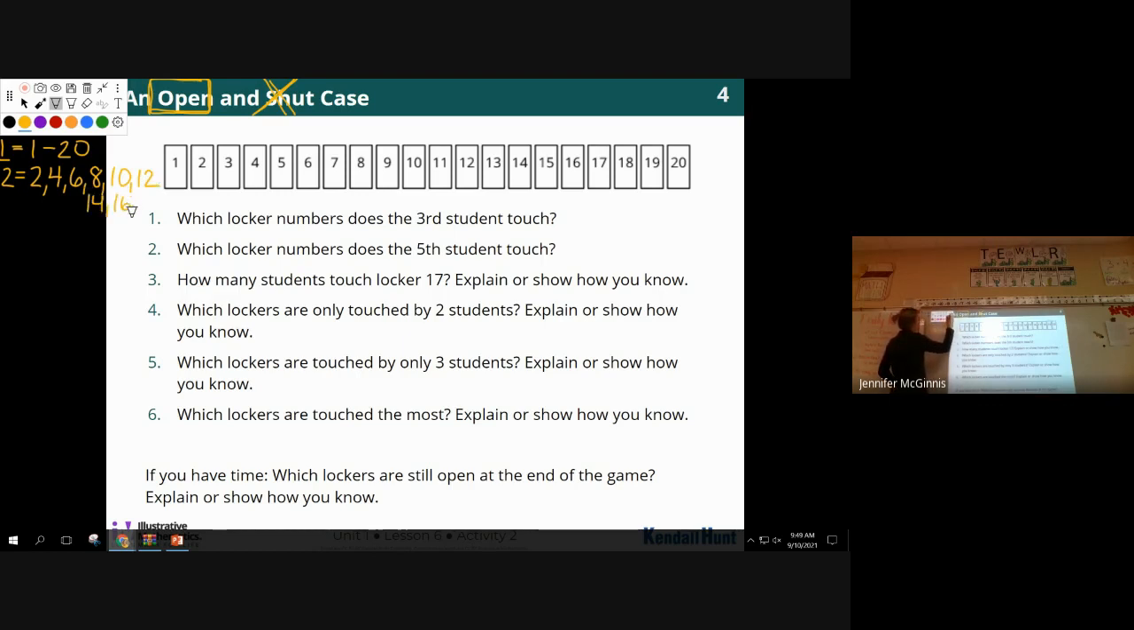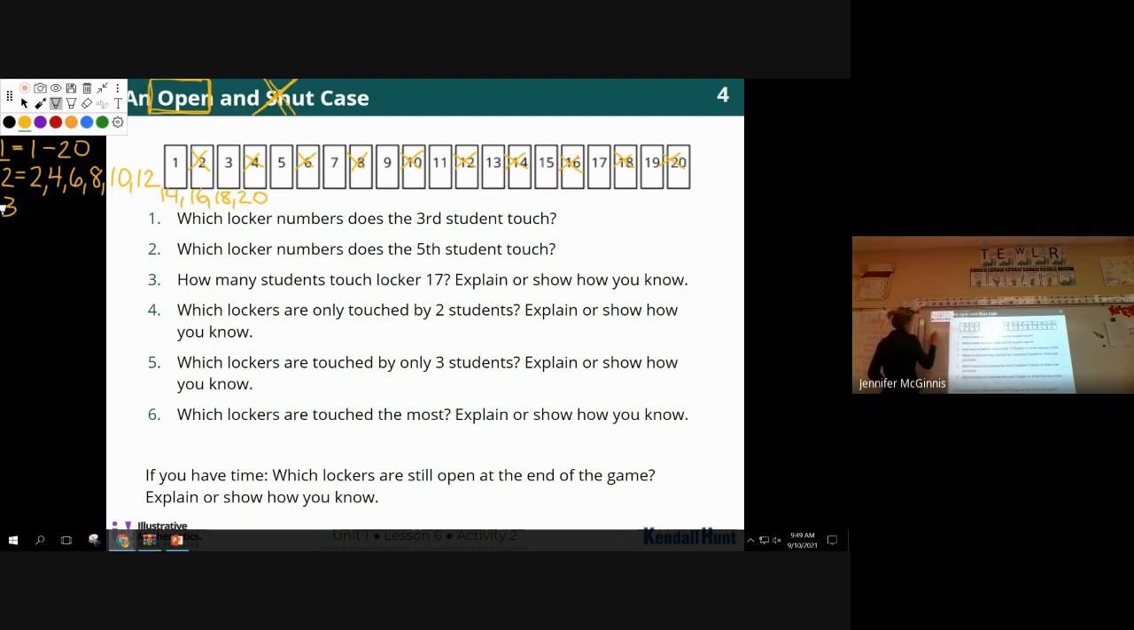2, 4, 6, 8, 10, 12, 14, 16, 18, 20, right?